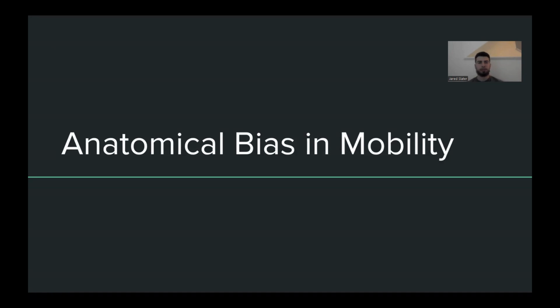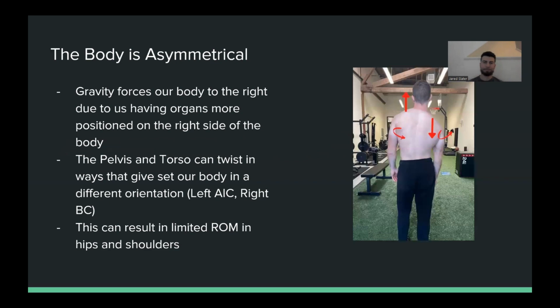So this is a presentation I made called Anatomical Bias in Mobility, which is a fancy way of saying why you should prescribe mobility exercises based on your athlete's anatomy, which is a super long title. It doesn't sound cool, but anatomical bias and mobility sounds a lot cooler. So that's what I put as my title.